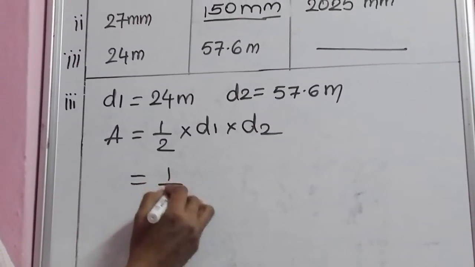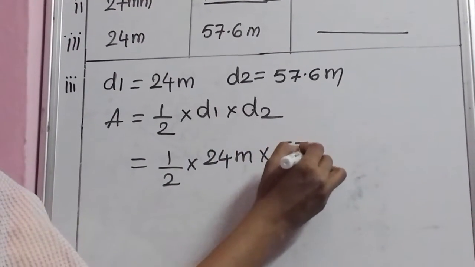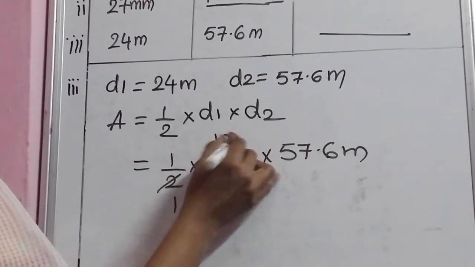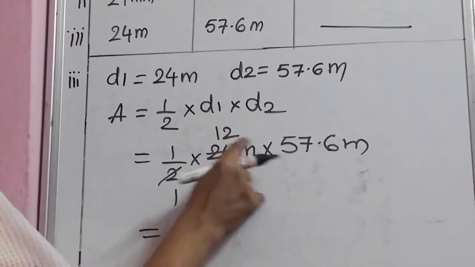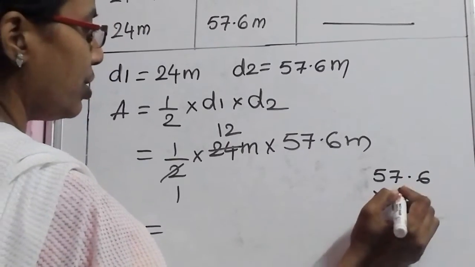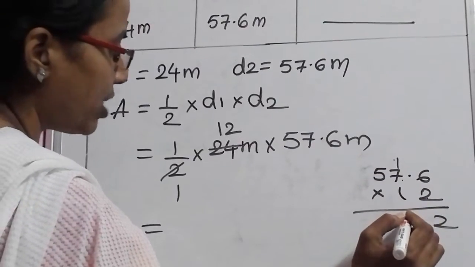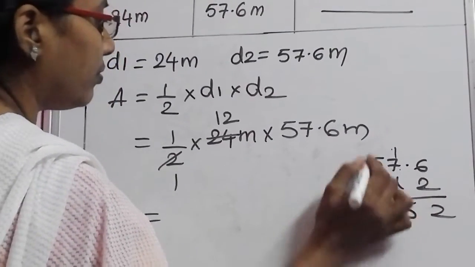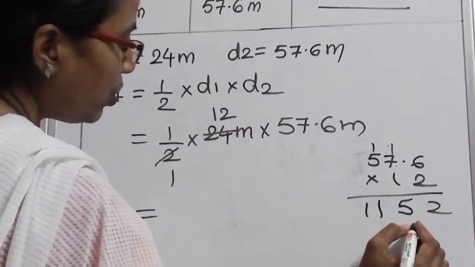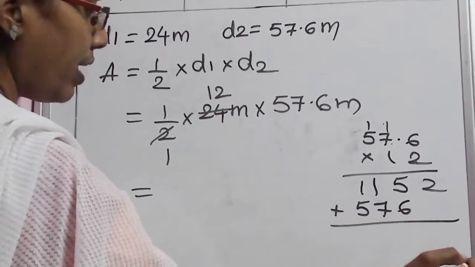So this is equal to half into 24 meters into 57.6 meters. Cancel. 2 ones are 2, 2 twos are 4. 12 times. So 12 into this we have to multiply: 57.6 into 12. 2 sixes are 12. 2 sevens are 14. 14 plus 1 is 15. 2 fives are 10. 10 plus 1 is 11. Now 1 into 6, 1 seven is 7, 1 five is 5. Now you need to add up.